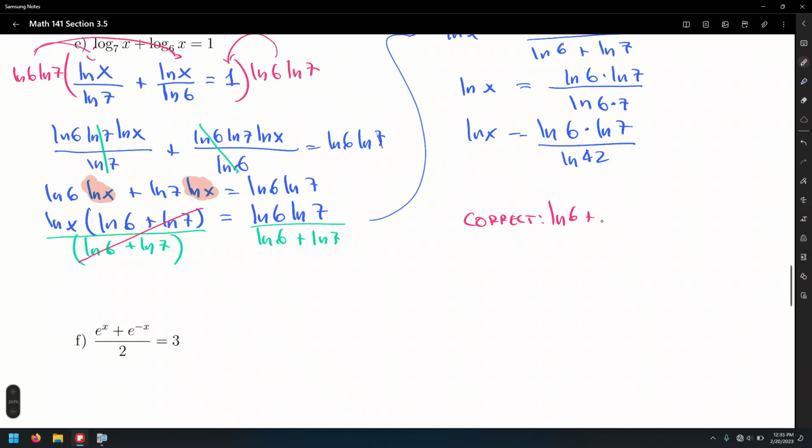ln of 6 plus ln of 7 equals ln of 6 times 7, which is ln of 42. Incorrect. That's ln of 6 plus ln of 7 equals ln of 6 times 7. This is not correct. This is not correct. So let's use the calculator to show that.